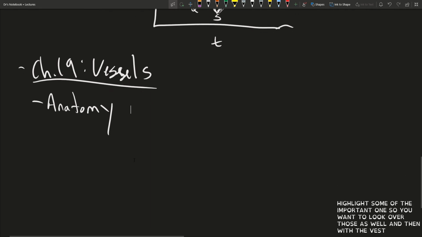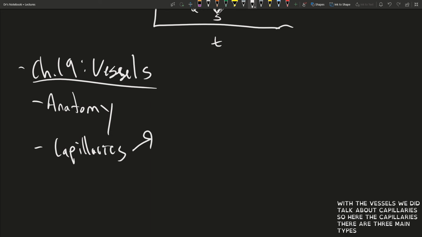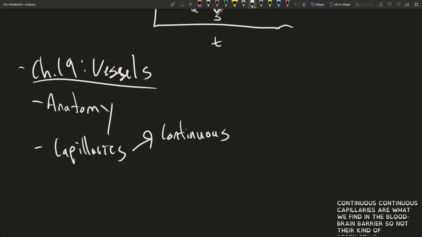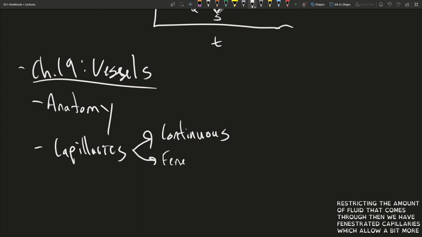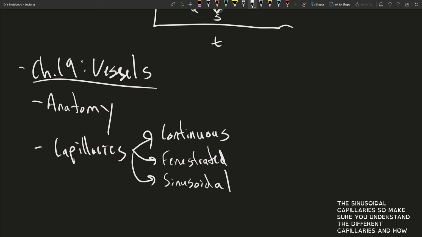And then with the vessels, we did talk about capillaries. There are three main types of capillaries. There are continuous capillaries, which we find in the blood-brain barrier, so they're restricting the amount of flow that comes through. Then we have fenestrated capillaries, which allow a bit more flow. There are more fenestrations, or we talked about that Swiss cheese. And then the largest-space capillaries, where a lot of flow can come out, are the sinusoidal capillaries. So make sure you understand the different capillaries and how the pressure affects the capillary bed.